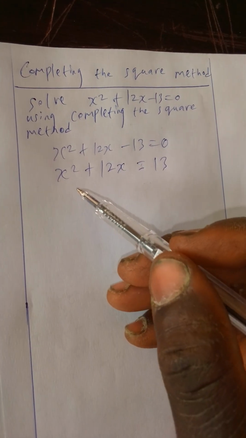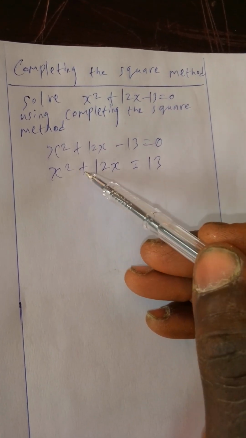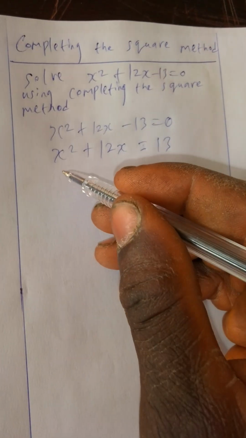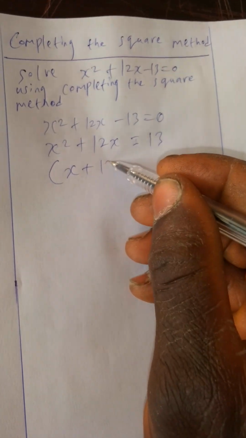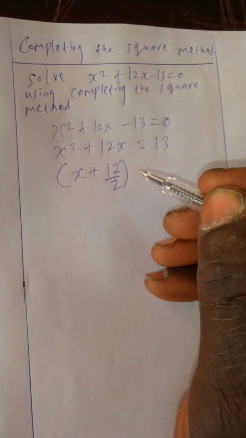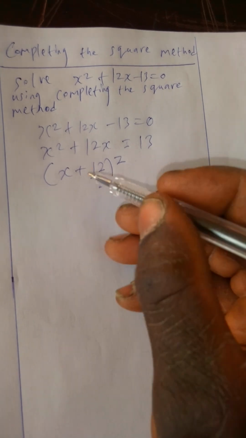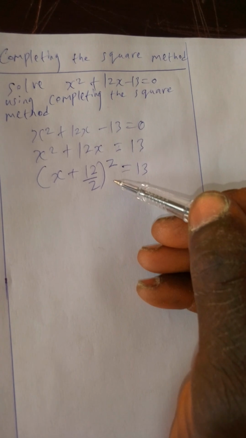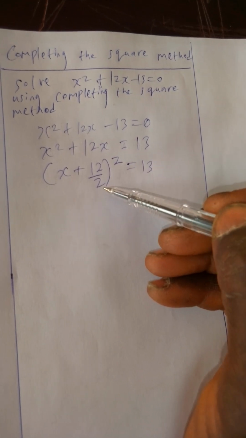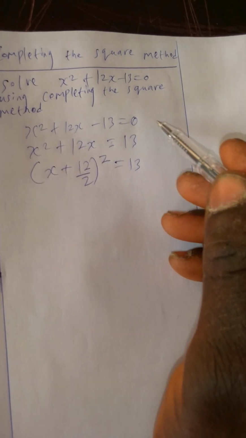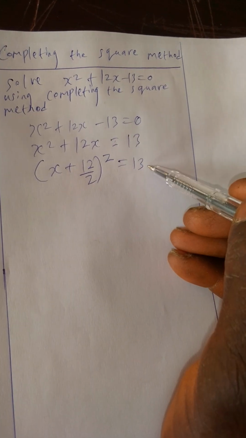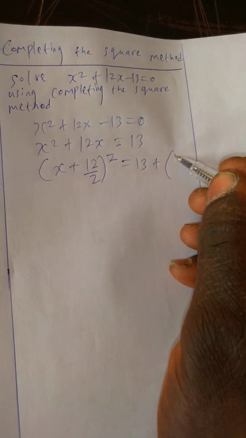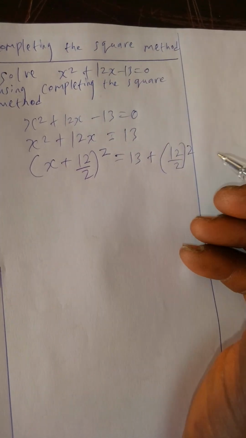So the next thing to do is to change x squared plus 12x to its standard form. If we want to change it to its standard form, we have x plus 12 divided by 2, all squared. Are you seeing? Now we have changed it to standard form. So we say equals to 13. And the next thing to do is to add 12 divided by 2, all squared, to the right hand side, to this plus 13. So we have plus 12 divided by 2, all squared.